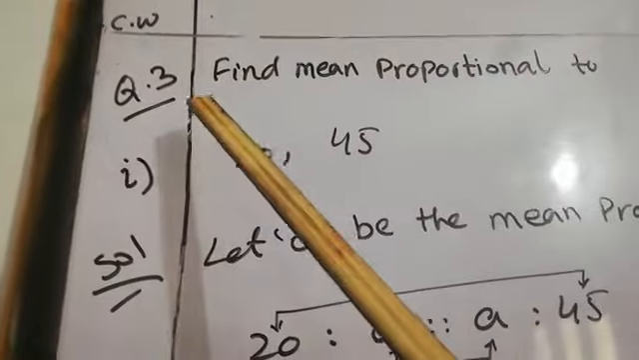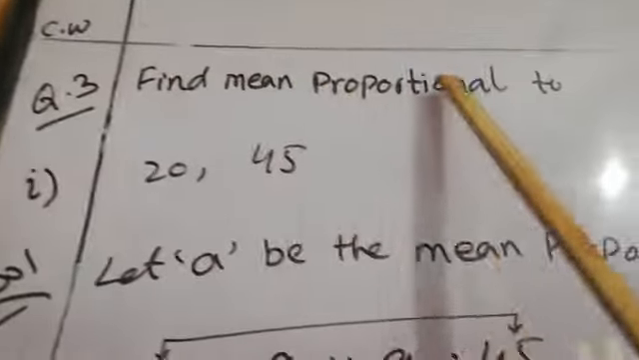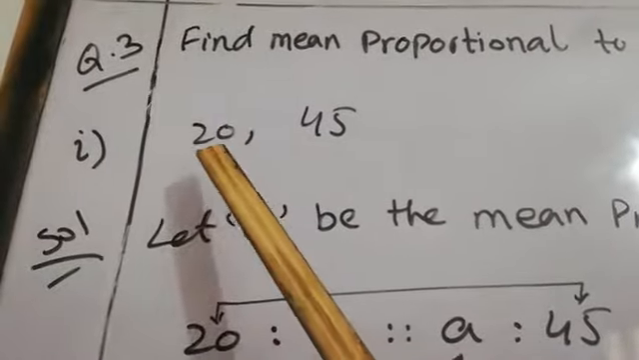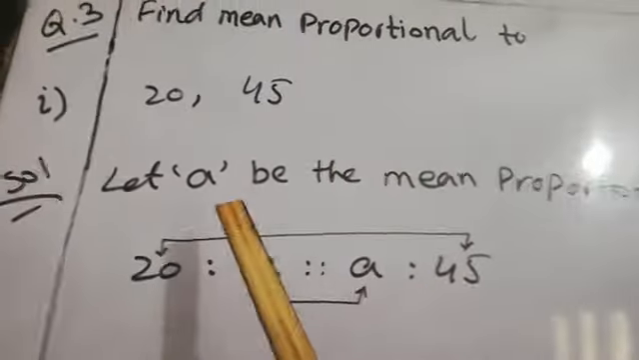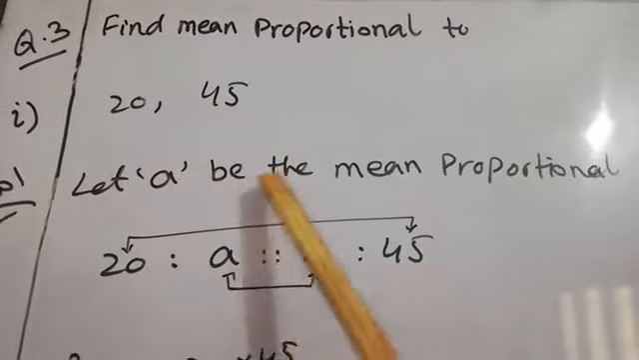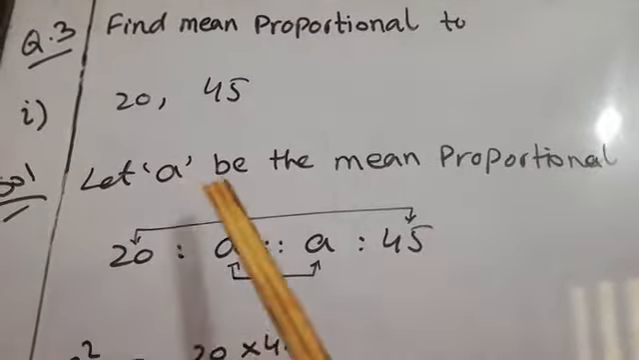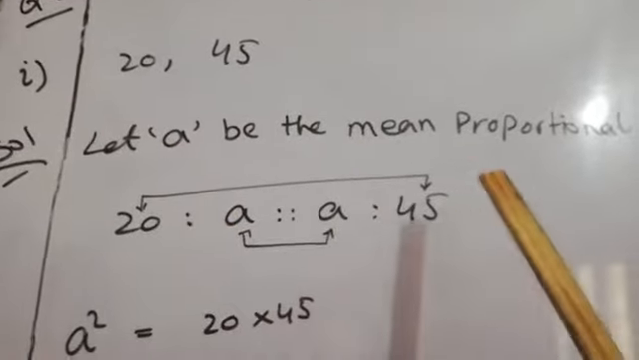Now question number 3 of exercise 3.3. In this question we will find the mean proportional. Values are given: 20 and 45. Mean proportional means first of all we will consider a letter A, B, C, etc. for the mean proportional. Let A be the mean proportional. Then we will make these values in the form of proportion.